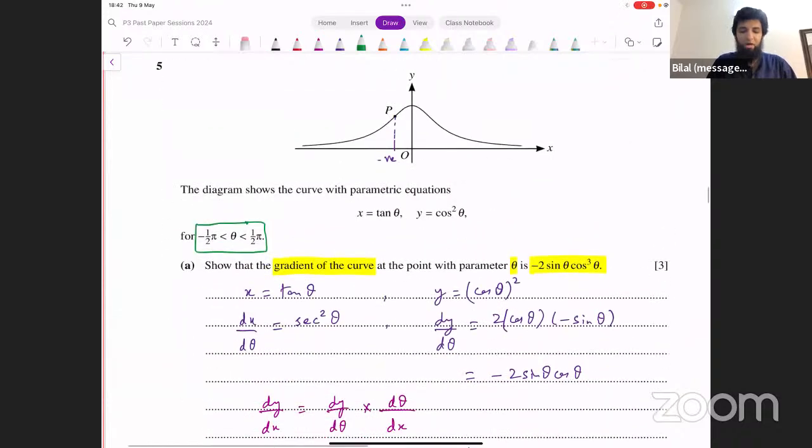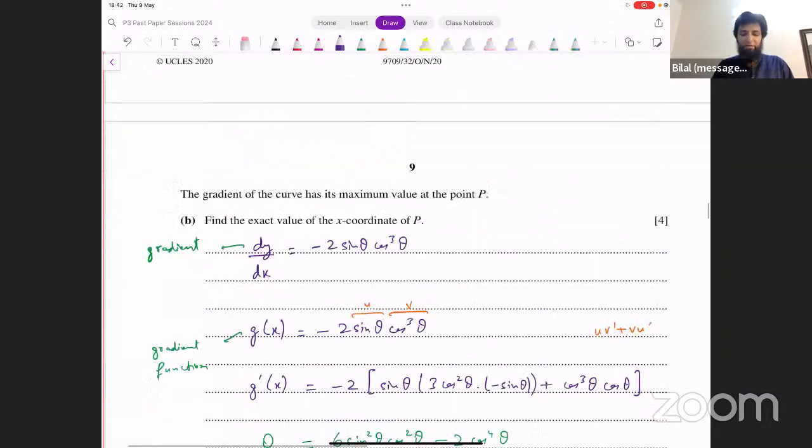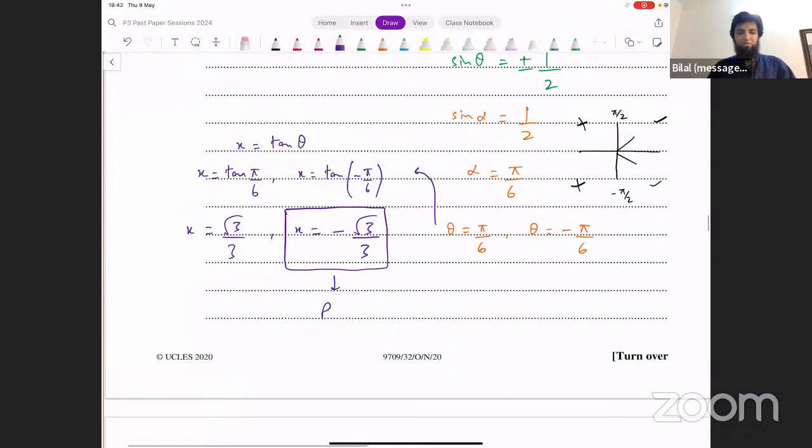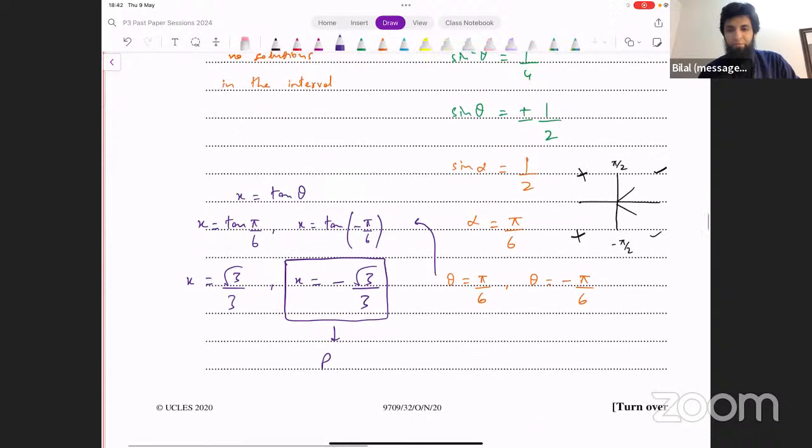So we can see from the graph that the x coordinate of p was supposed to be negative. So we use the negative x coordinate value here. It's minus root 3 over 3. And that's your final answer. Is that okay? Make sense? That was question number 5.